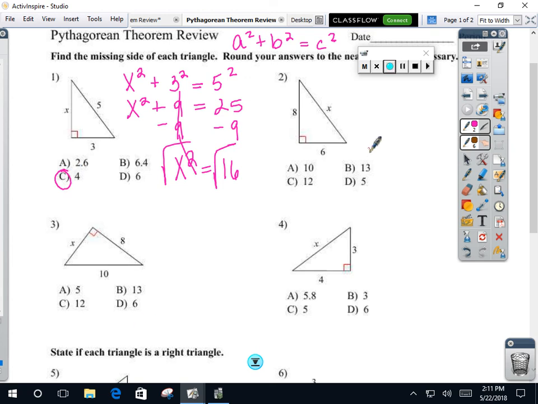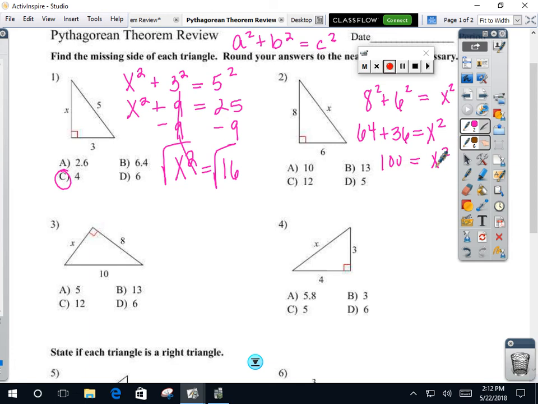Number 2, same type of problem, but this time the missing side is the hypotenuse. So this time we do not know the C squared, but they're calling C X, so X squared. We know the A is either 8 or 6, it doesn't matter, and the B is the other one. That then will become 64 plus 36. When you add those together, you get 100.